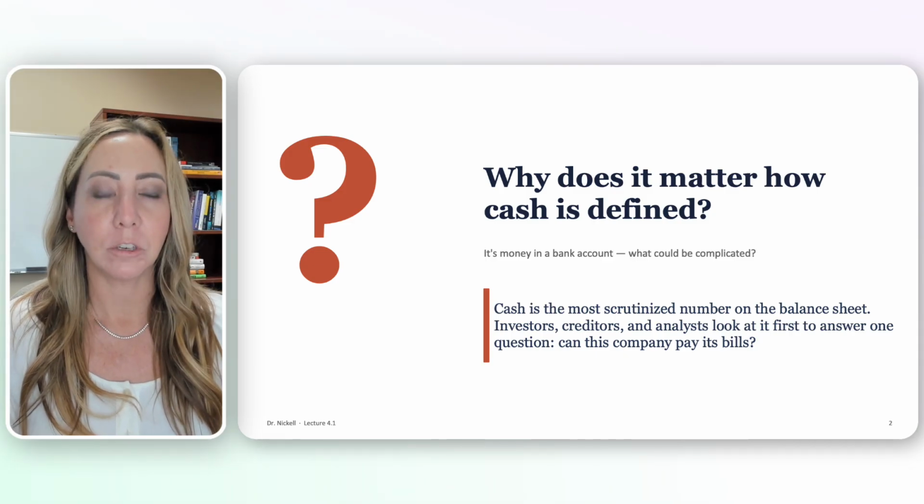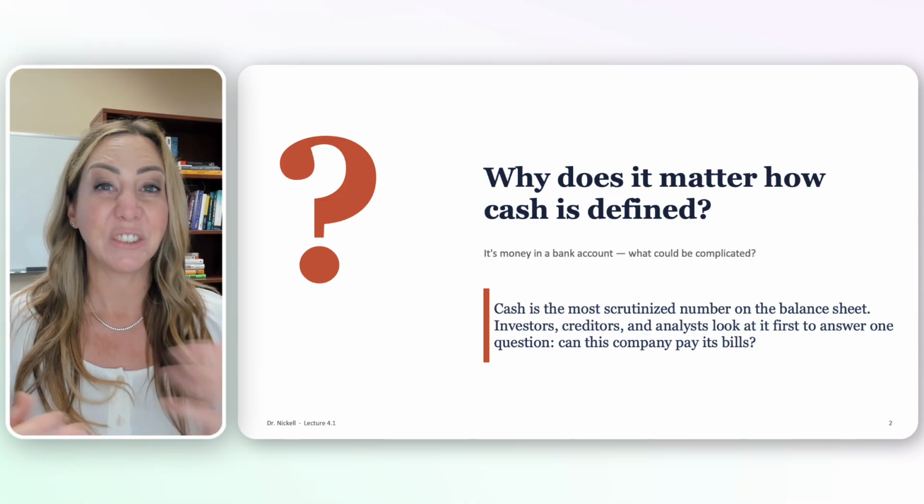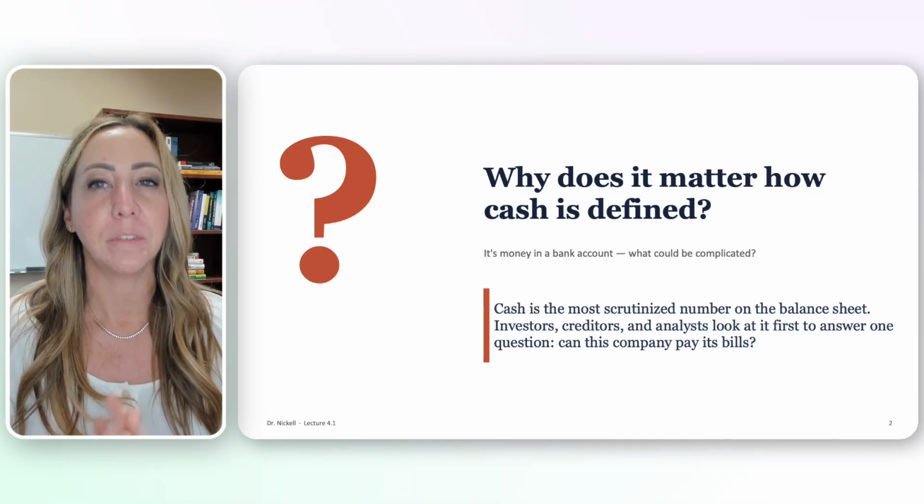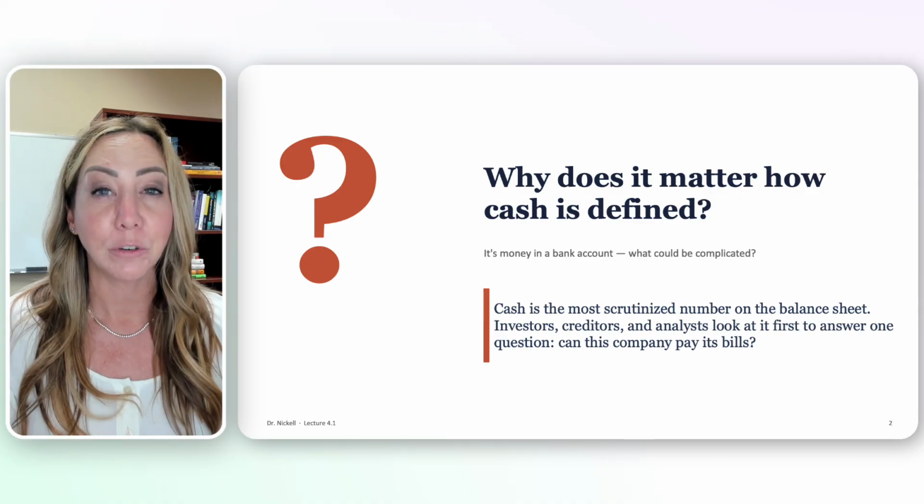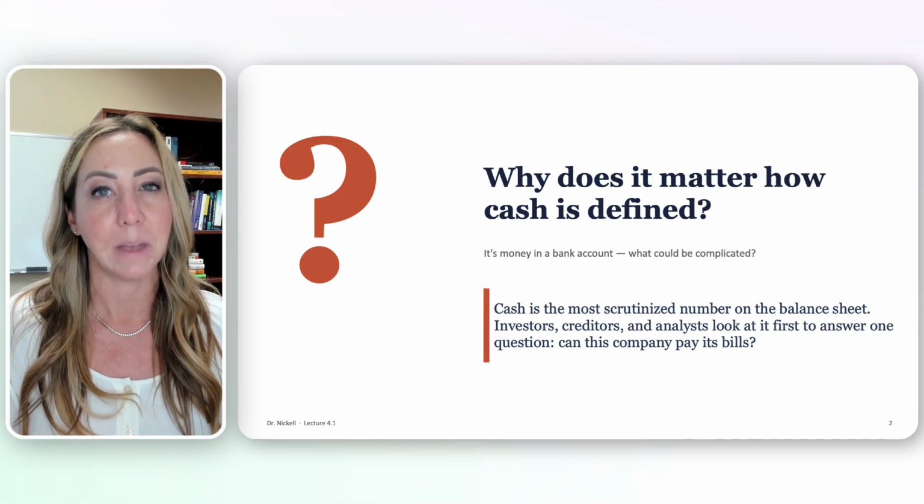Think about what investors and creditors do every time they look at a balance sheet. They want to know, can this company pay its bills? Can it survive a bad quarter? Can it take advantage of an opportunity that requires quick access to cash? Cash and cash equivalents is the first number they look at because it answers those questions immediately.